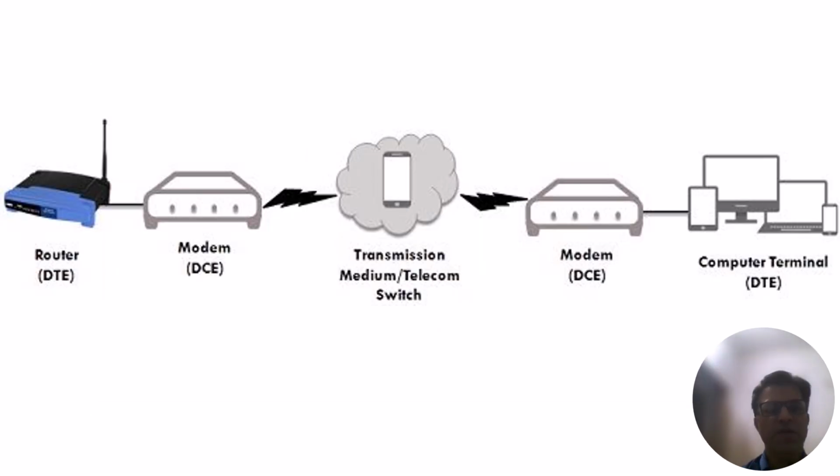Depending on the configuration, a router can function either as a DTE or a DCE. In a specific setup, especially in a lab or in a serial WAN, wide area network, configuration, a router may act as a DTE when receiving clocking from another device, or as a DCE when providing clocking to the connected device.